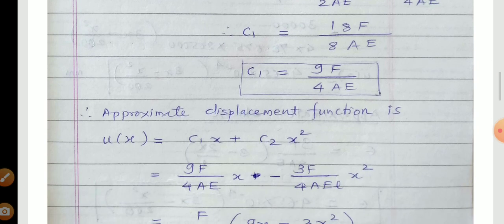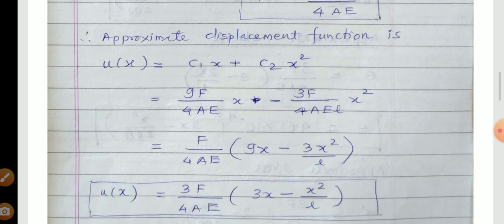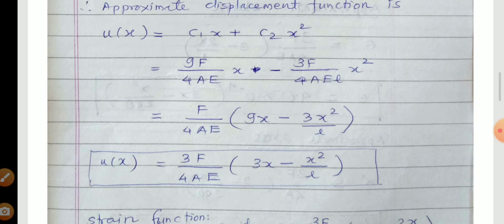Now the approximate displacement function is like this. You have to substitute the values of c1 and c2 in the equation for Ux evaluated above. So this Ux is now the approximate equation for the displacement in terms of load F, area of cross section of the rod, E value, and the x value. x is the variable along the length.